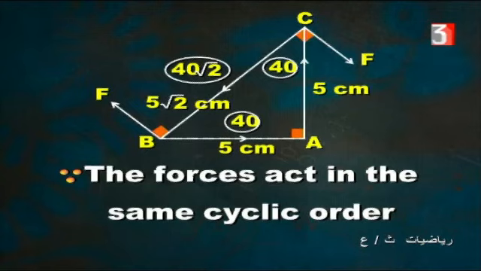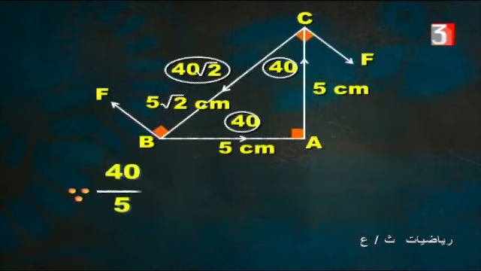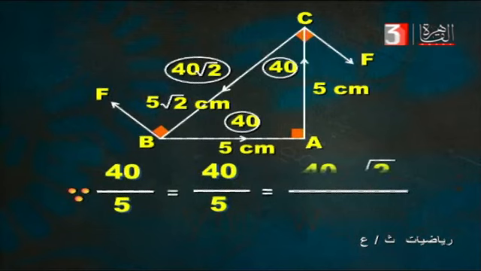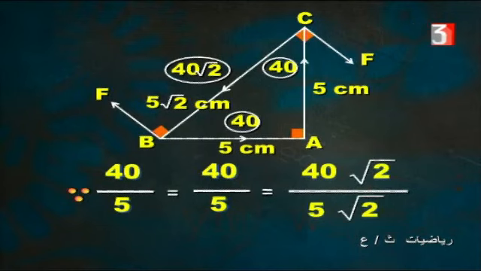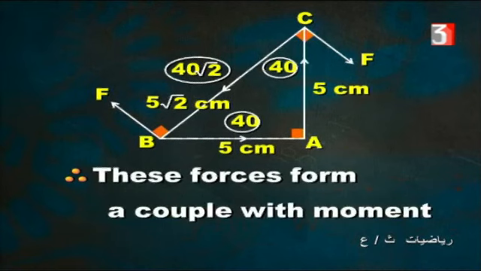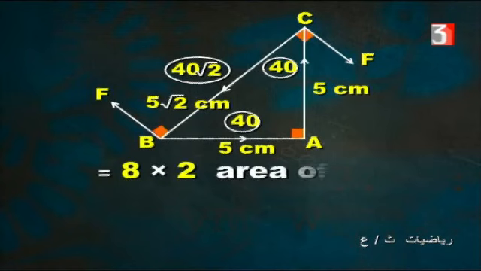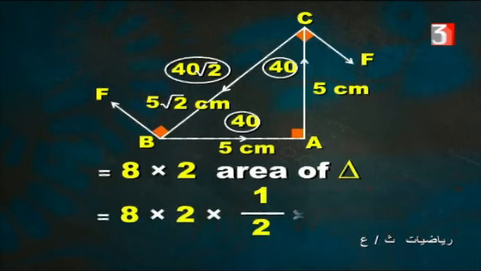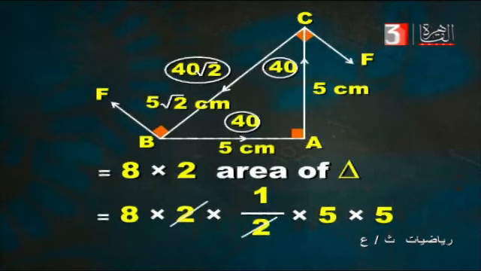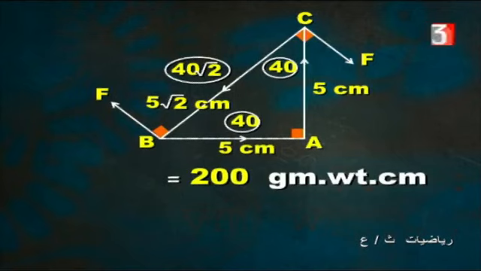The ratio equals 8, times twice the area, to find the moment of the couple. Then we deduce that the ratios 40 over 5, 40 over 5, 40 root 2 over 5 root 2 are a constant ratio equal to 8. This is the constant K. Then these forces form a couple whose moment is K times twice the area of the triangle: 8 times 2 times half times 5 times 5. Remember, ABC is right-angled at A, area is half base times height. Then, my dear student, the moment is 200 gram weight centimeter.